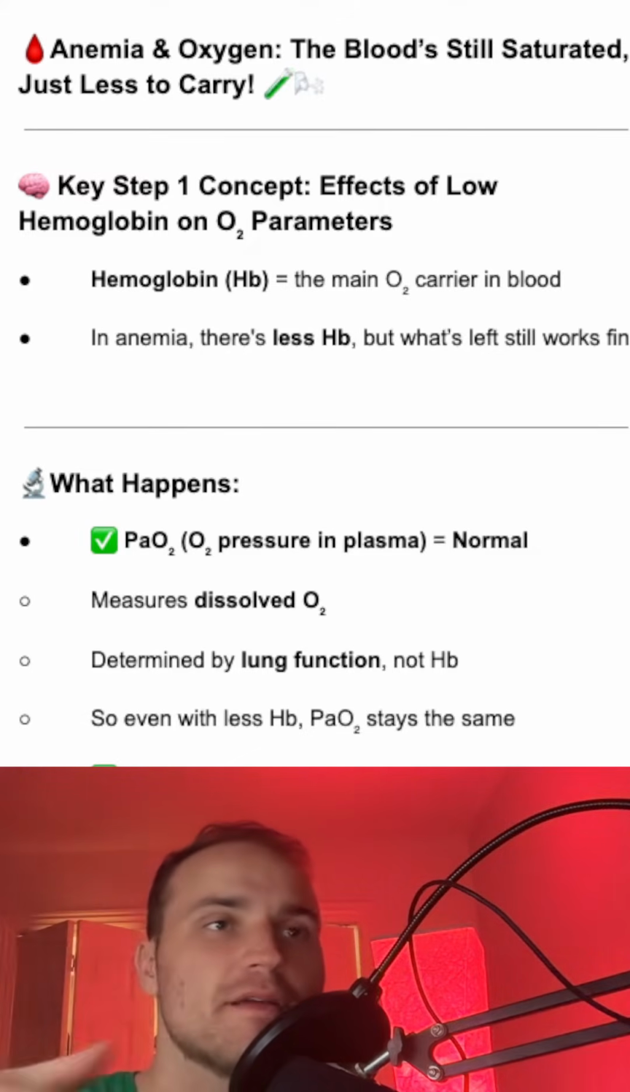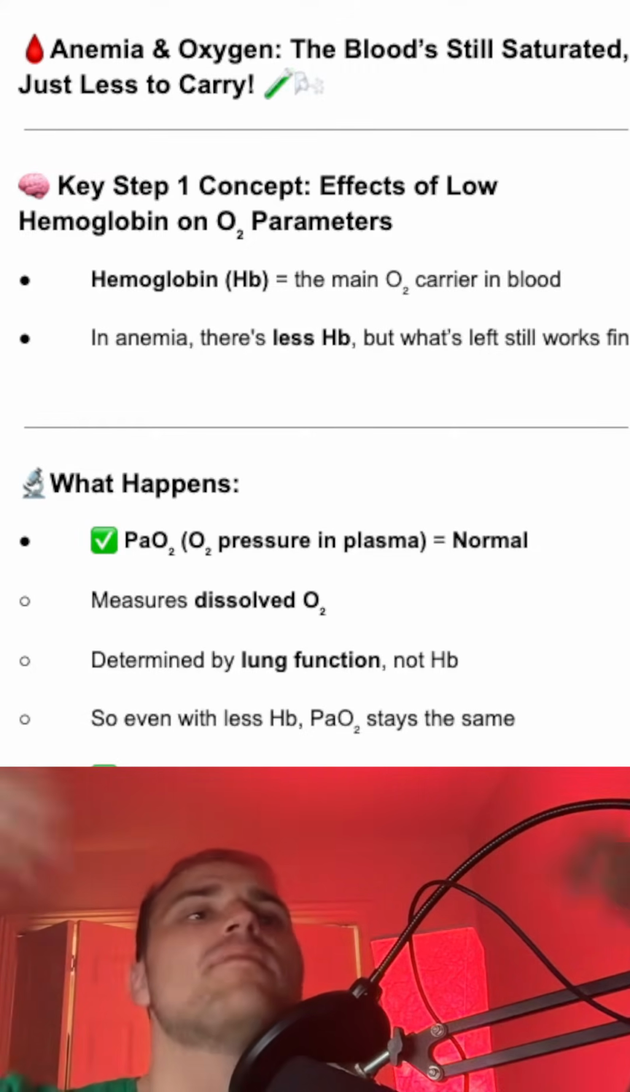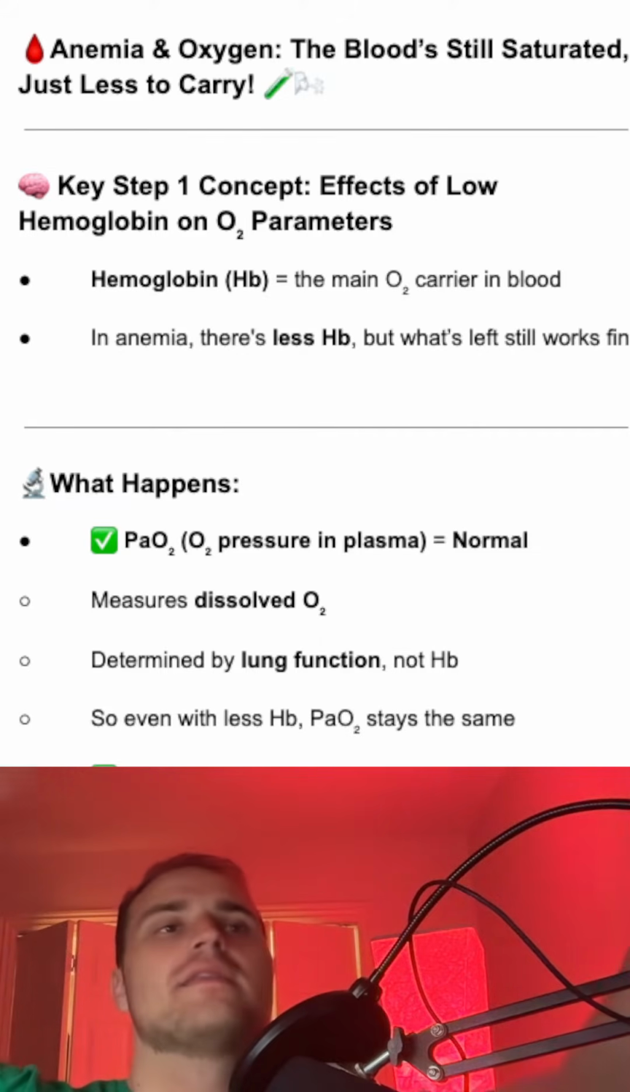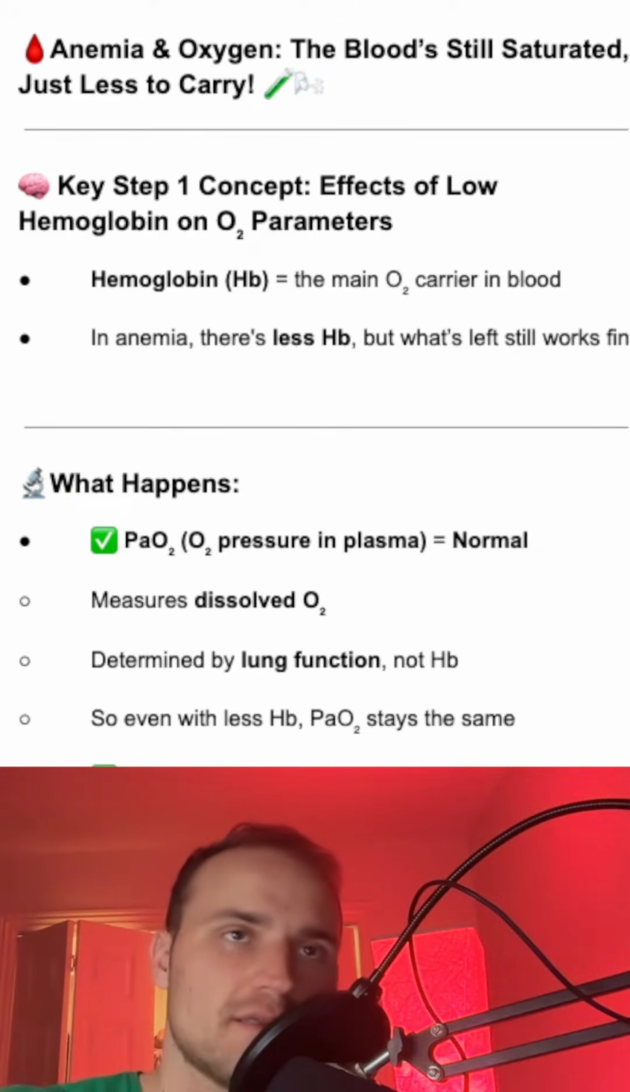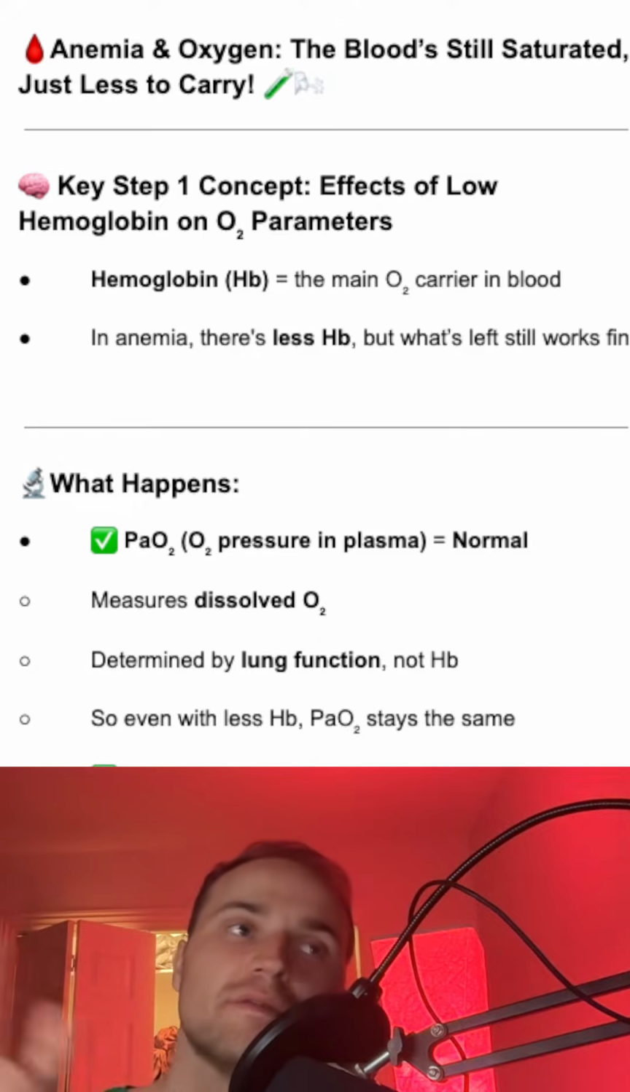It depends on how well your lungs are working. It's just your lungs' ability to pump that blood and get that freely flowing oxygen. In anemia, lungs still work fine, and so your PaO2 is normal.